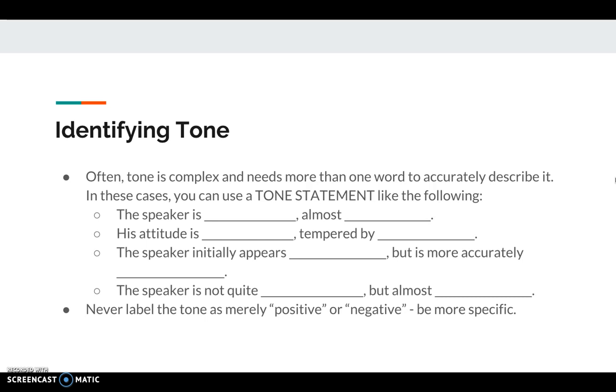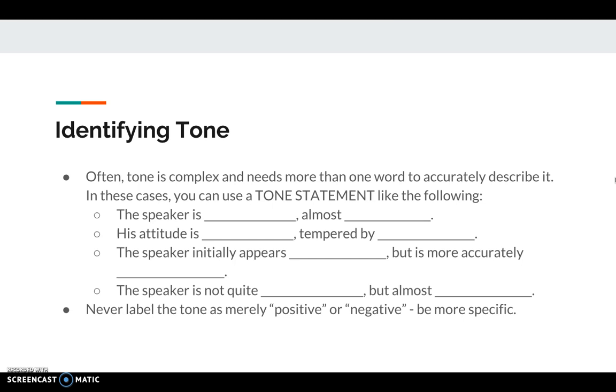A lot of the time, tone is complex, and you can't just describe it in one word. So one word is a good starting point, but if the tone is a little bit more nuanced than that, you can use a tone statement like the following examples. I'm not going to read those for you, but you might want to pause the video right now and write those down.